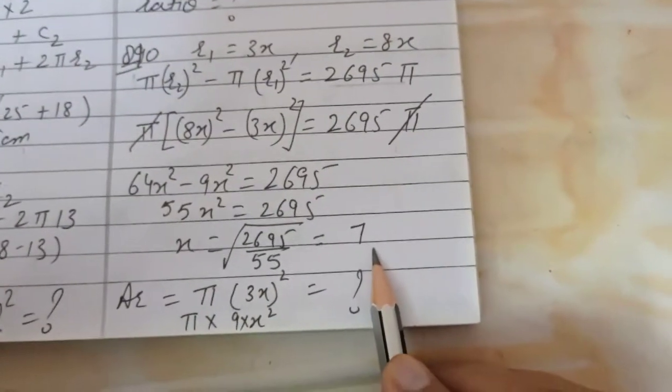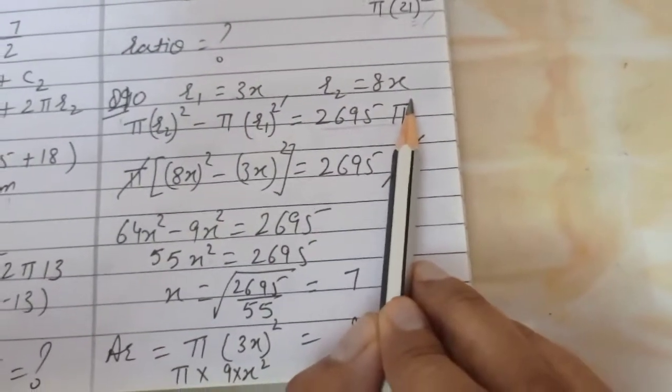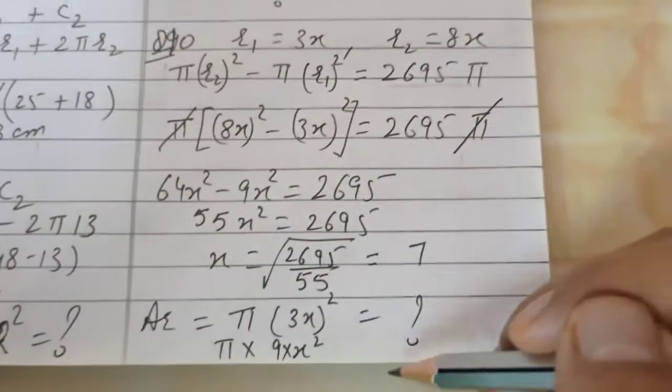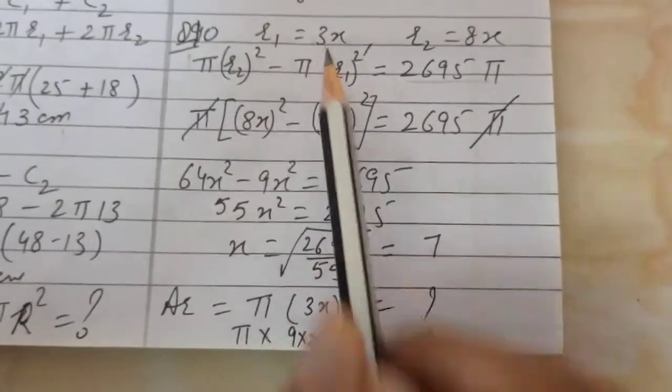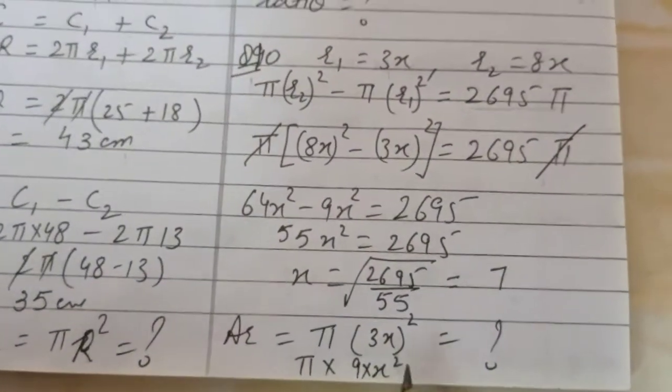Once you get the value of x, you will find the radii of both the circles. Then after, what do you have to find out? The area of the smaller circle. So this will be the smaller circle. Now put the value over here, pi r square. That will be your answer.